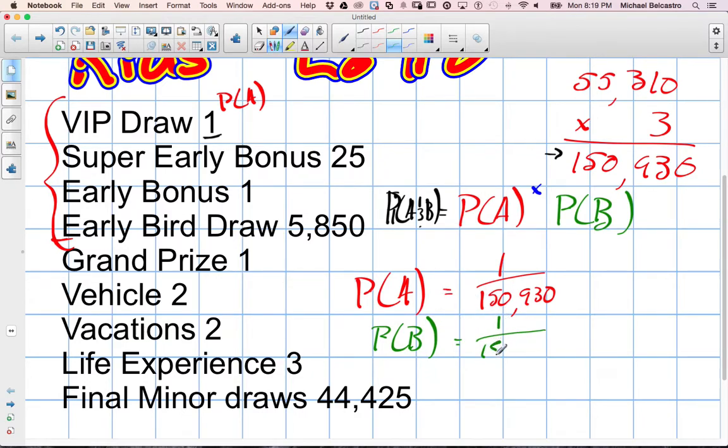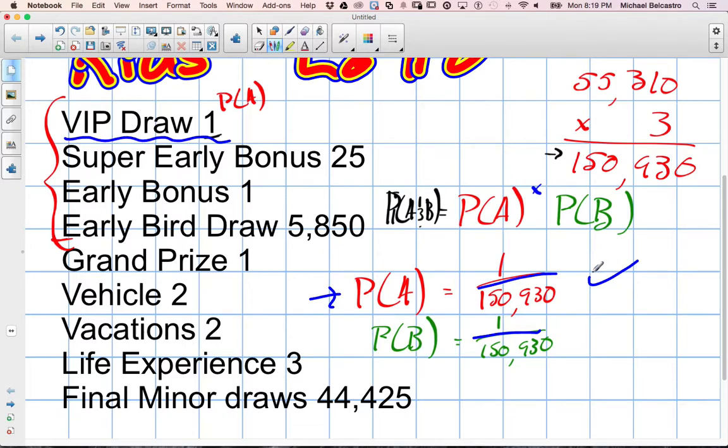Now, the only thing is, these need to be independent events. So what that means is, we go on the assumption that we buy 1 ticket. So I only buy 1 ticket. In order for me to win both prizes, when they draw me in the early draw, that VIP draw, I go ahead and I win this, what do they have to do with my ticket in order to keep this same probability for it to be independent? Do you know?